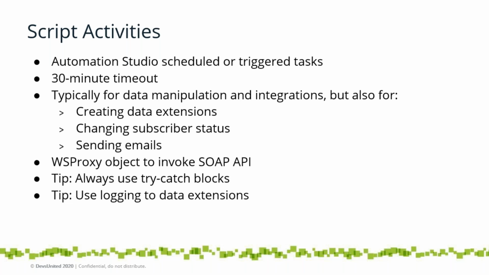We're going to briefly see a web service proxy object that will easily give you the capability to do interactions via the SOAP API, which is really powerful. And a couple of tips: use logging all the time to see what's going on with your script activities. And always use try-catch, of course, the advantage of using ECMA 3.0. So let's see a script activity.